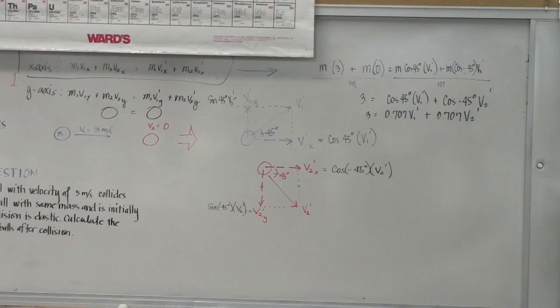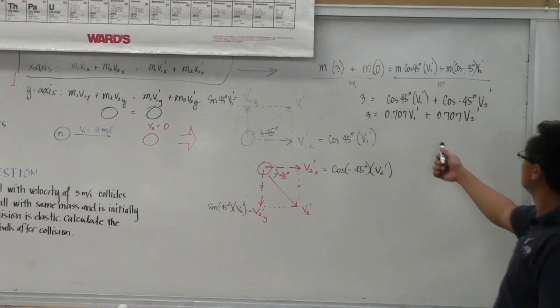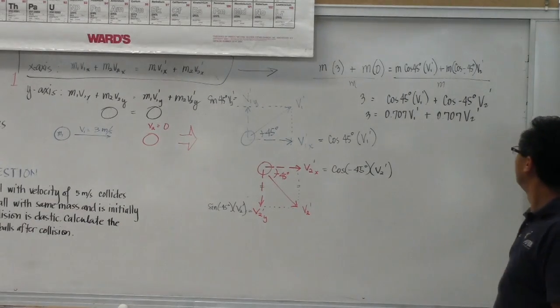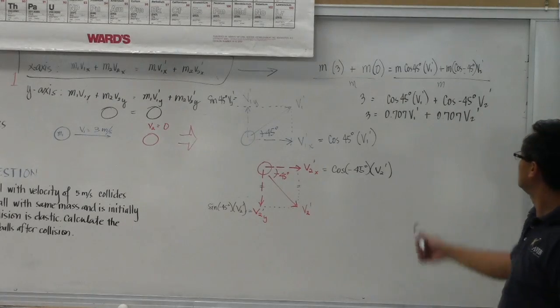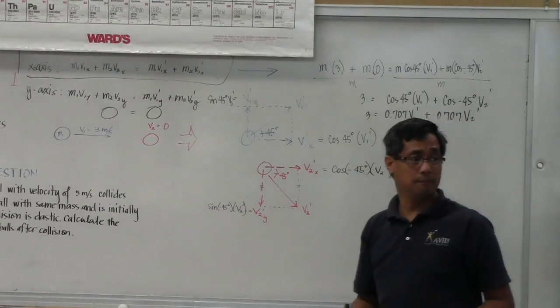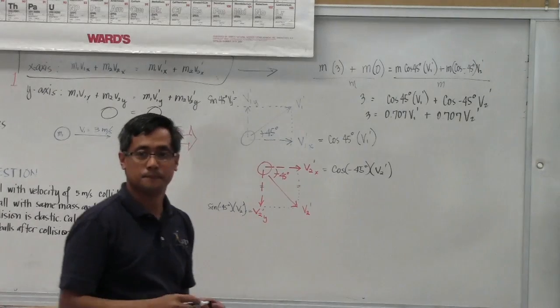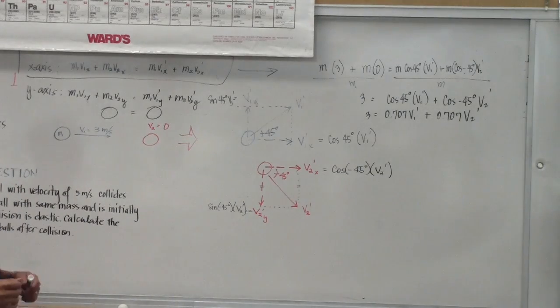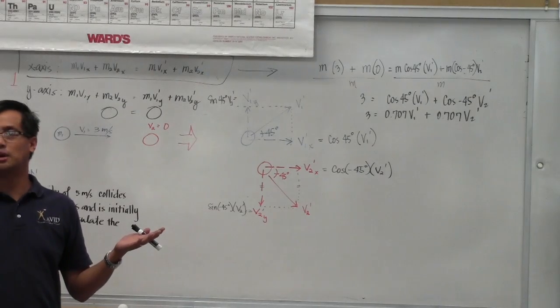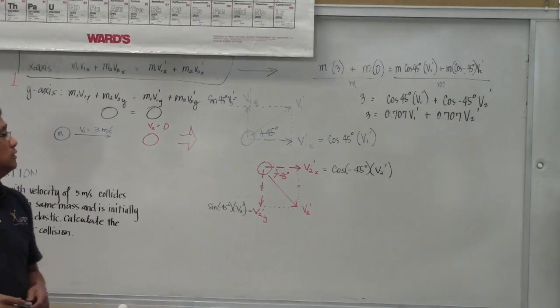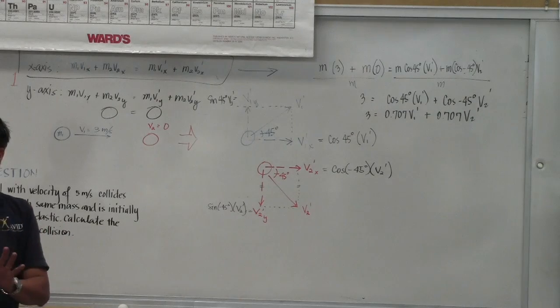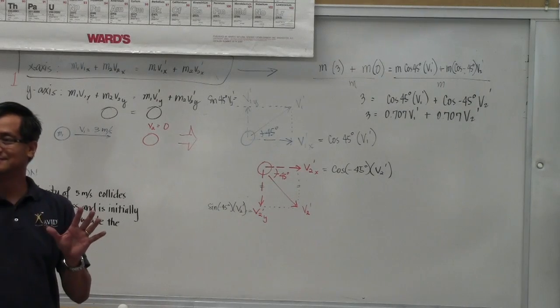No, you can't add them because they're not like terms. It's a V1 prime and it's a V2 prime. It's a different velocity. Okay. Now, how will we solve this one when there are 2 unknowns? Then we'll set it aside first.